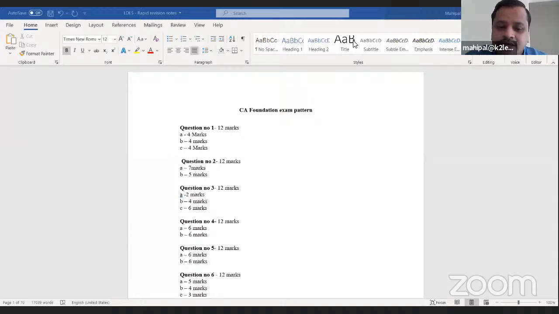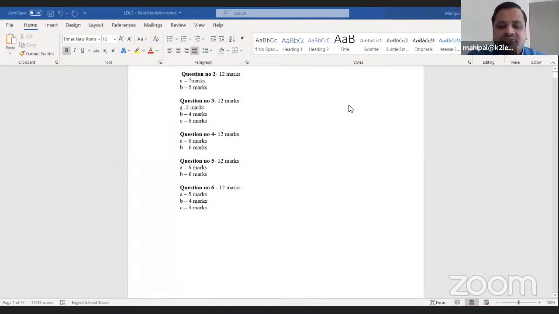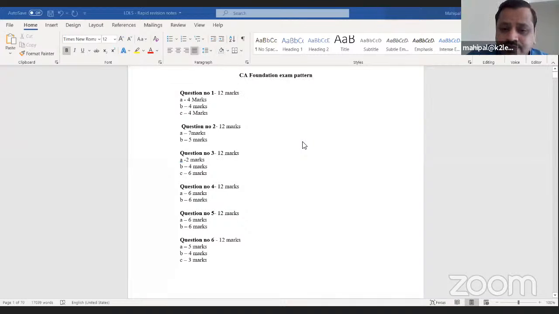Great. The first question is generally divided into 4 marks, 3 questions. The second question is 7 and 5. The third question is 6 and 6. The fourth question is 6 and 6. The sixth question is 5, 4 and 3. So there is a combination. They have done a lot of permutation and combination: 4 into 3, 6 into 2, 5 plus 4 plus 3, 7 plus 5. So these are the various permutations and combinations in which the questions are asked.